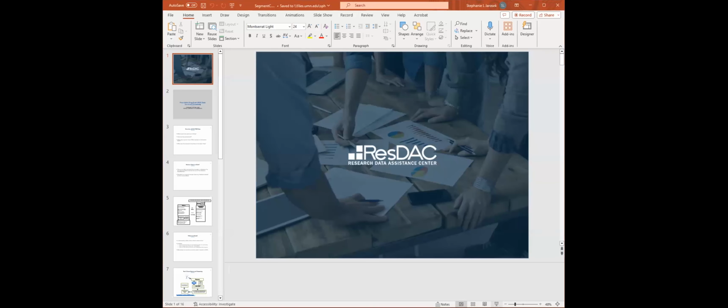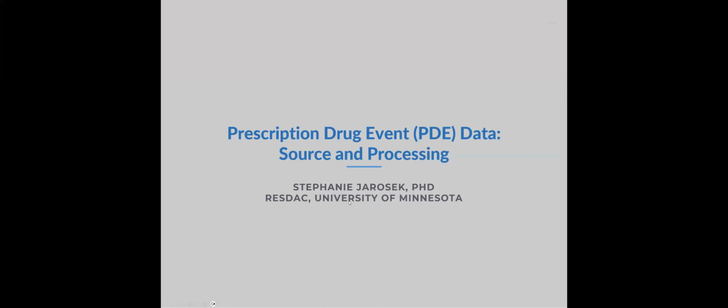We are going to move into talking about the Part D event files. The Part D event files are where we get information about the drug fills that have happened. All right, so this is segment C that we're moving into, and we're first going to talk about how the data come into the research files that we can request.